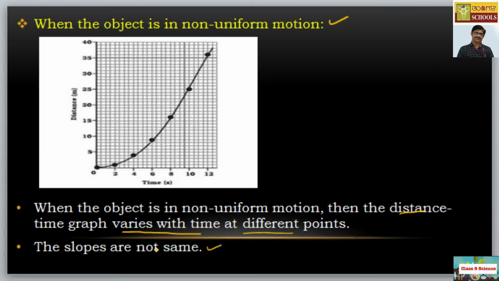Okay, this is all about the distance time graph when the object is at rest, when the object is in uniform motion, and when the object is in non-uniform motion. Hope you are okay with this concept.